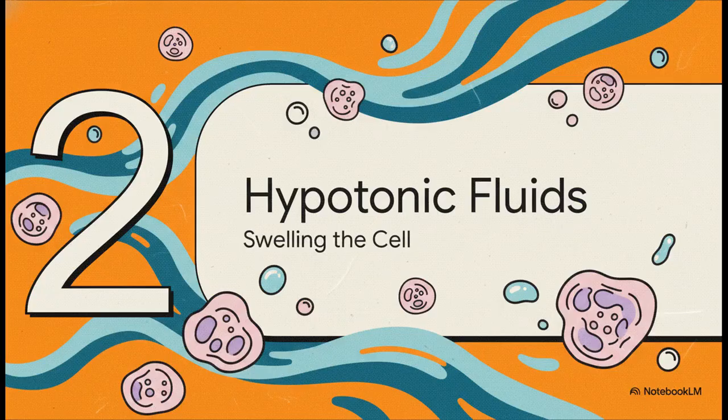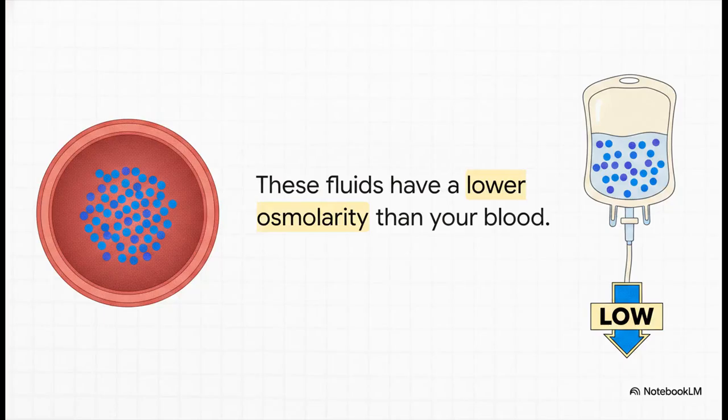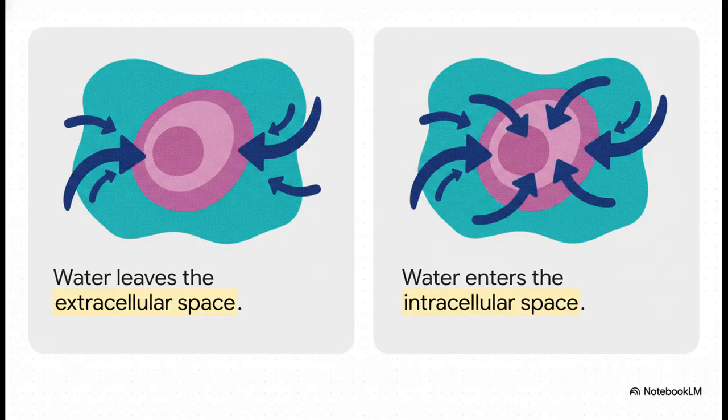Which brings us to Section 2, hypotonic solutions and swelling the cell. The easiest way to remember how this works is just looking at the prefix. Hypo rhymes with low, meaning these fluids have a lower osmolarity or a lower concentration than your actual blood. And this low concentration acts as a massive trigger in the body. Because of that low osmolarity, the water is forced to move. It leaves the outside extracellular space and travels straight to the inside of the cell, into the intracellular space. The water is just desperately trying to balance out those concentrations.